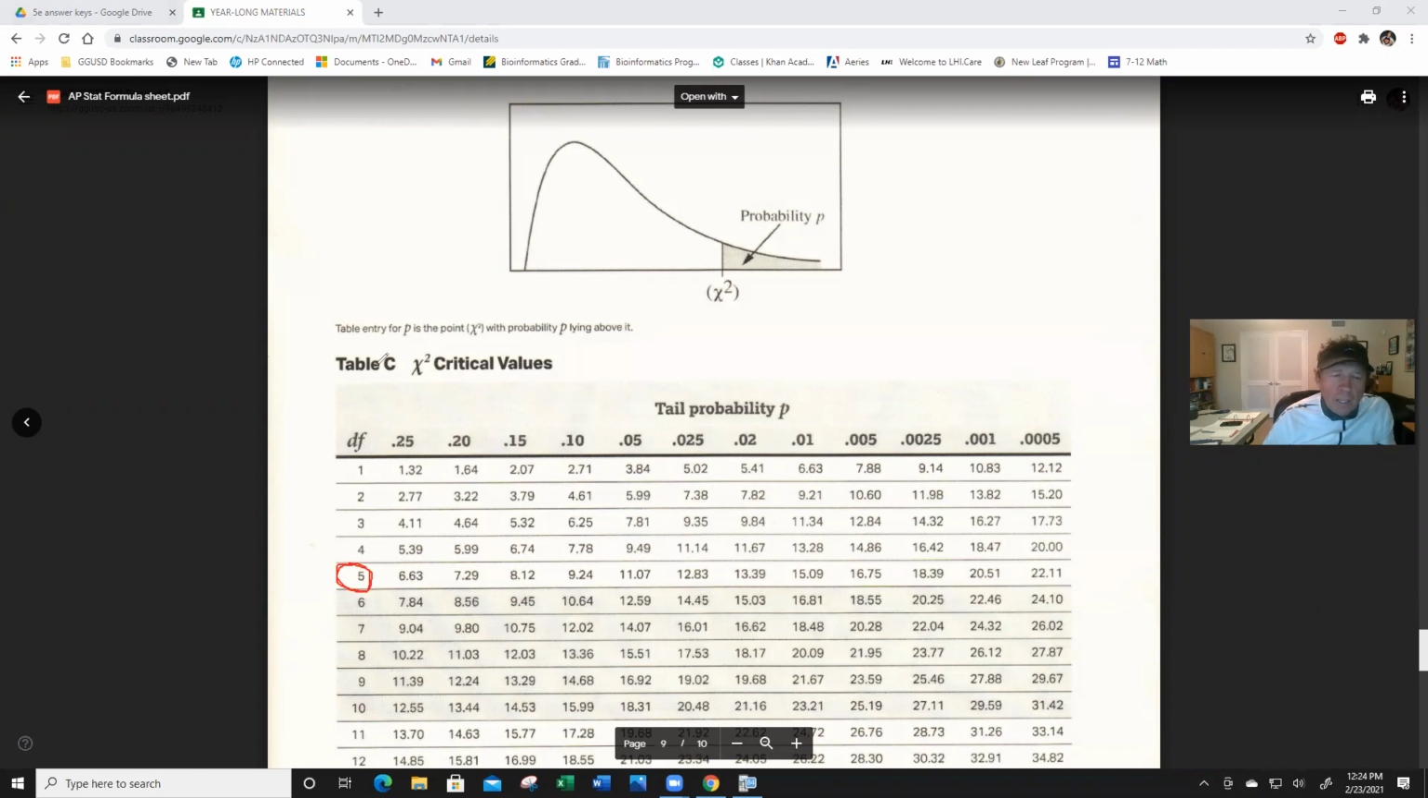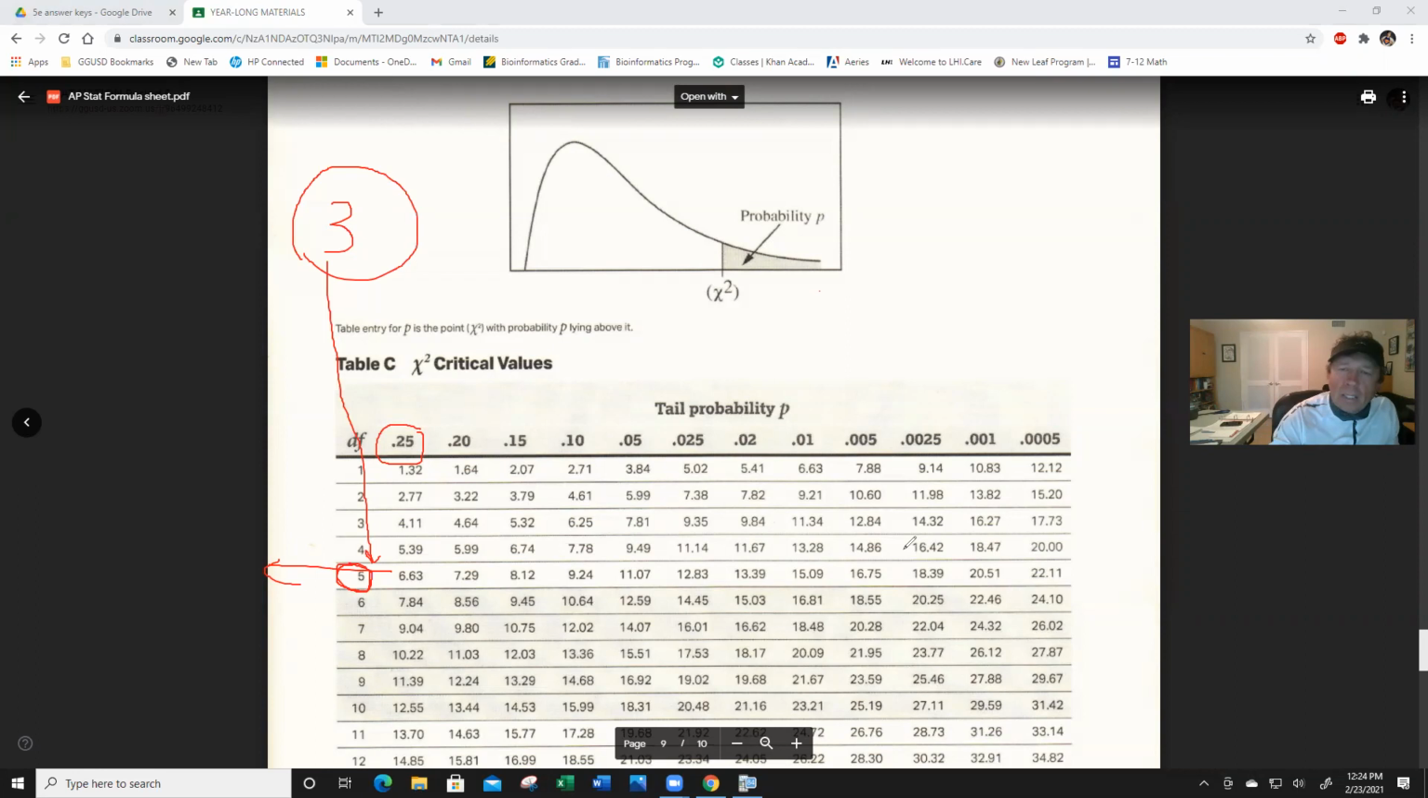And our sum was 3, okay? Our sum was 3. Now, if you look at this, 3 is to the left of the biggest number, 6.63. So all we're going to learn is that the p-value is bigger than 25%. We won't know it's 70%. We'll know it's just bigger than 25. So this is okay to get an approximate.